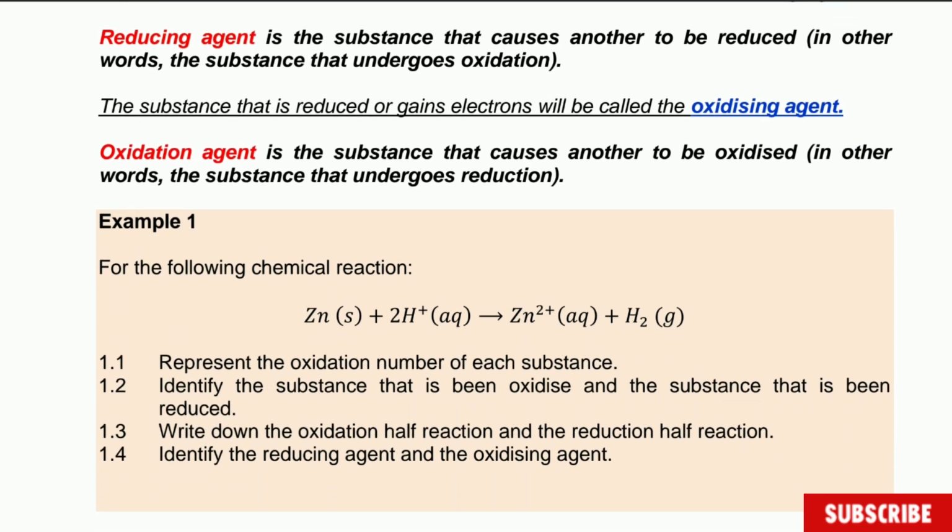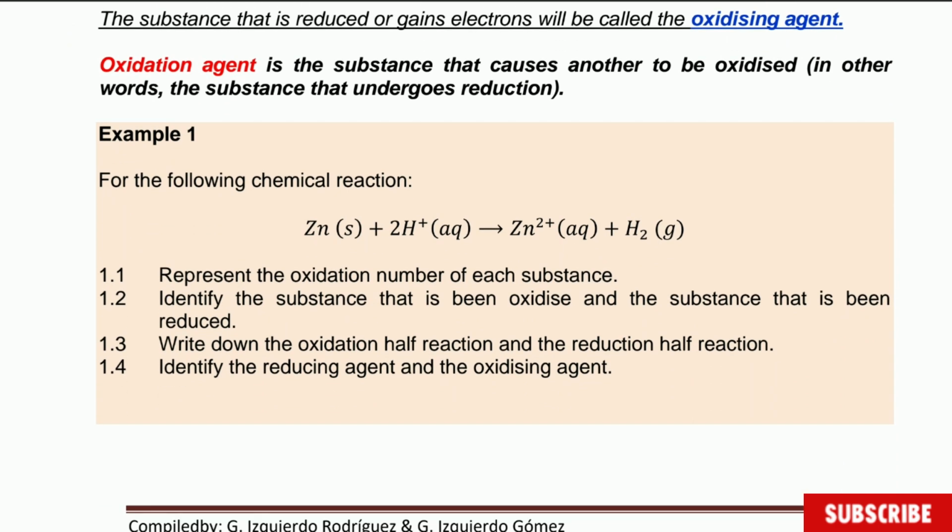This one is very, very simple, and with this example we will end this video. This example says: for the following chemical reaction, represent the oxidation number of each substance. What we're going to do here is write the oxidation number of each substance right on top.